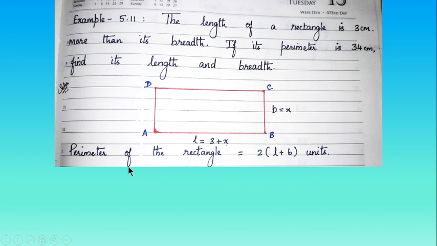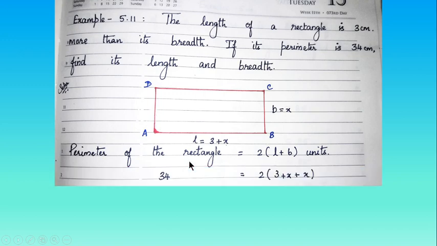And what is meant by perimeter? It's the distance around the outer edge of a flat shape. So that is what we call perimeter. So here the perimeter is given. So perimeter we have written, and what else is also given?